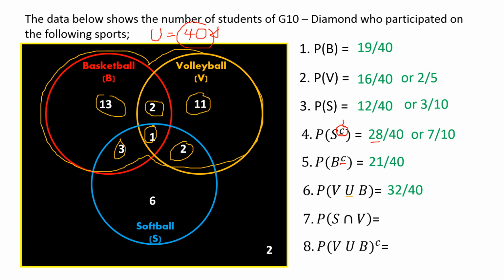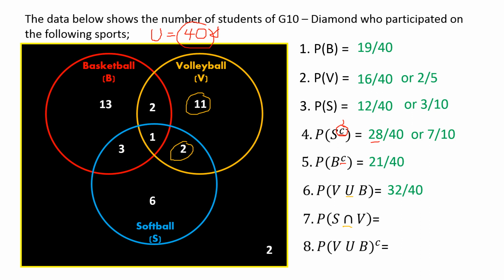How about number 7? Number 7, let us now deal with intersection. For intersection, remember that we are just simply going to look for the common area, common region, or common element. So for S intersection B, here is our S, and here is our B. The common region shared by these two areas has these frequencies, 1 and 2. So 1 plus 2, the answer is 3. By the way, number 6 has the simplified form 4 over 5. Going back to number 7, the answer is 3 over 40. Again, the 40 is based on the universal set, or the total sample space that we have.